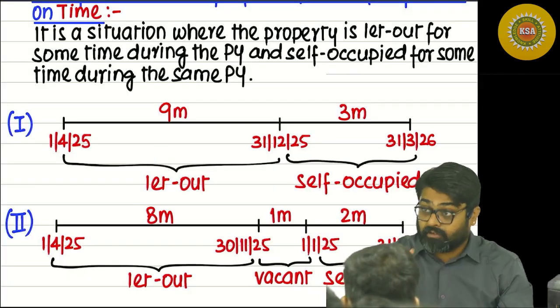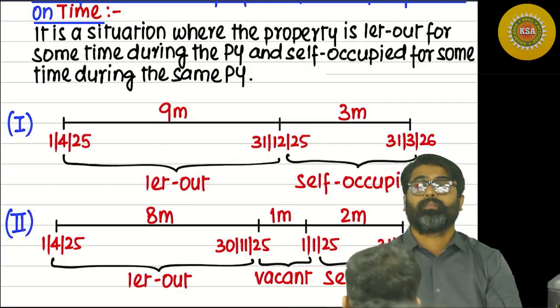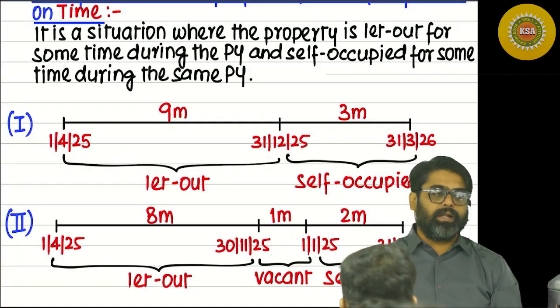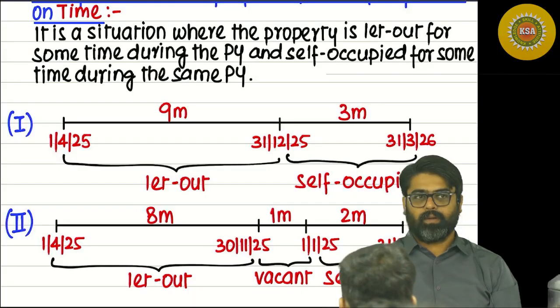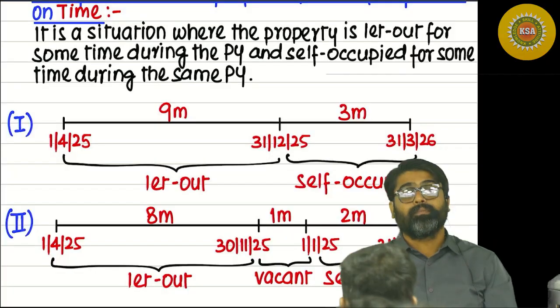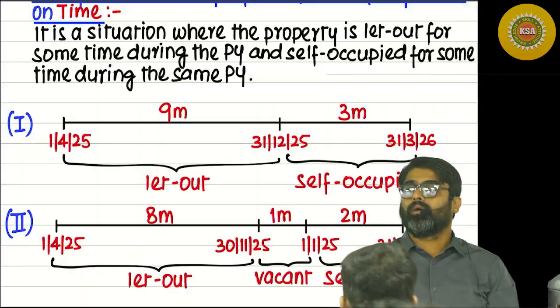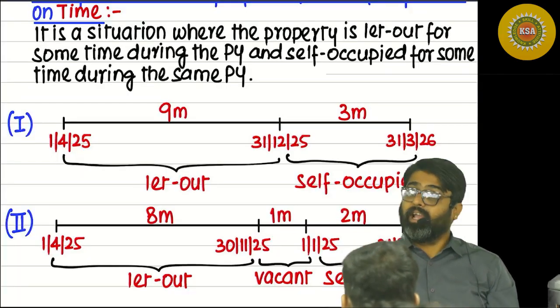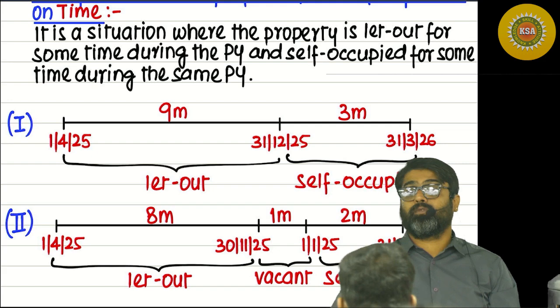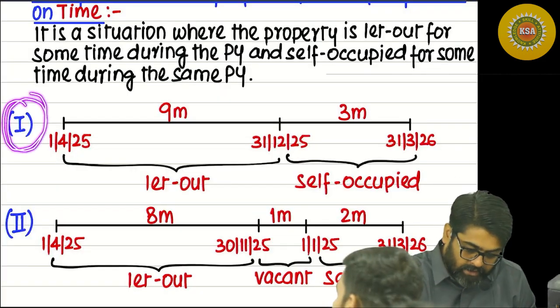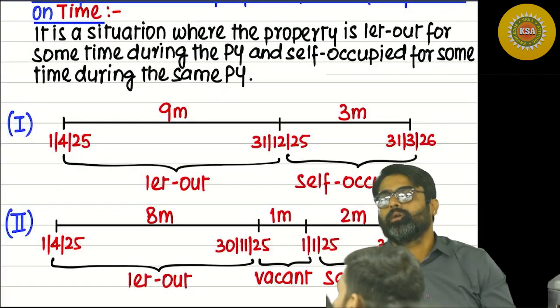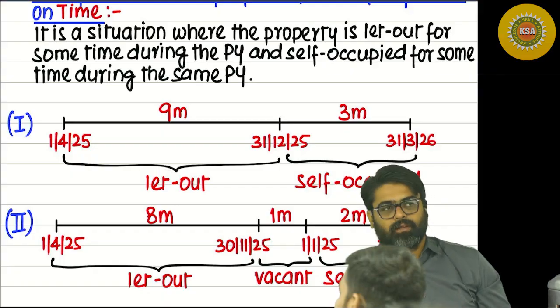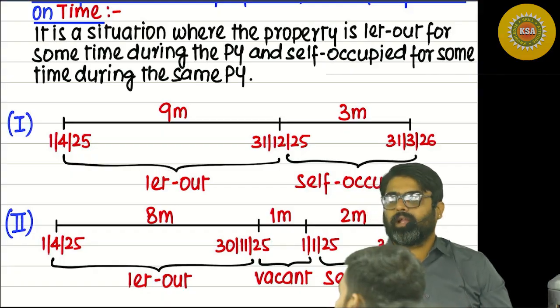Please give the answers, whatever I am asking. Now if the property is treated as let out property, I will have to calculate the GAV. First I will take the expected rent, which is then compared with the actual rent. Expected rent for how many months? Check the first case. Expected rent for how many months? 12 months or 9 months?